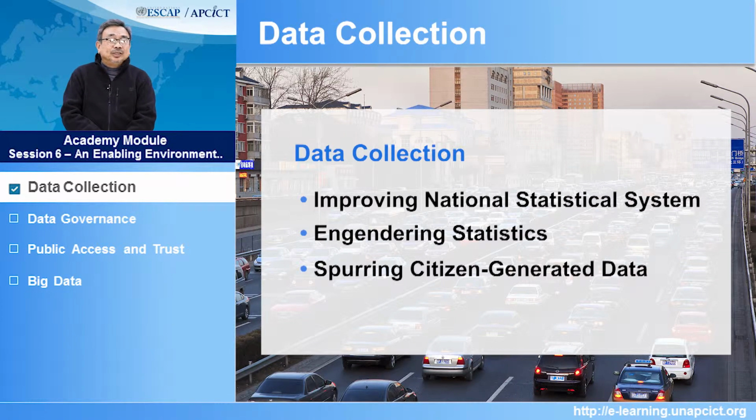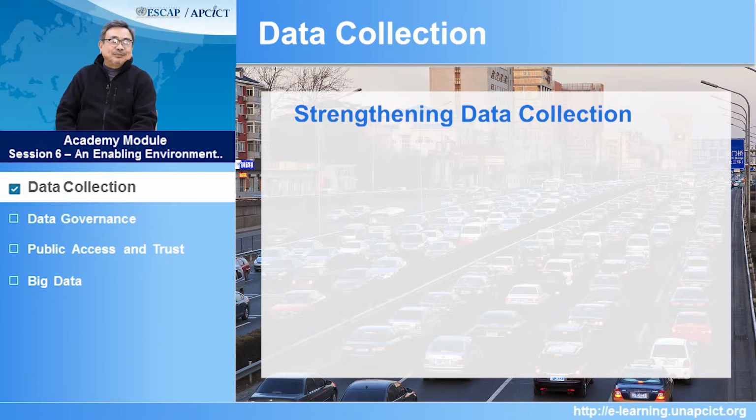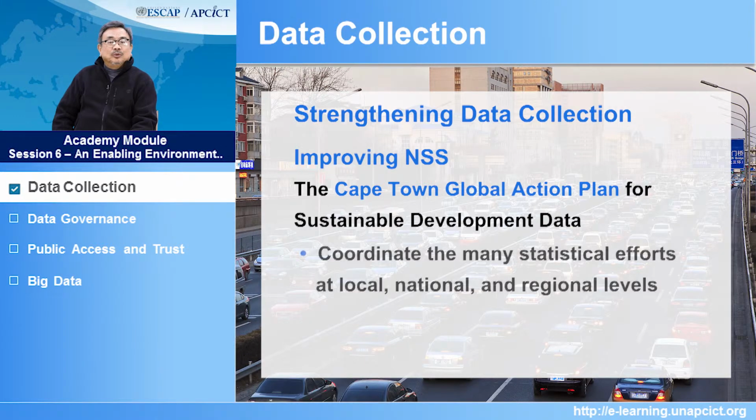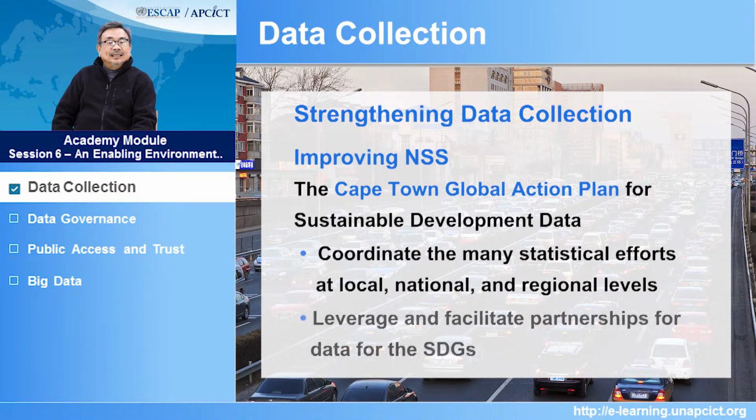spurring citizen-generated data. There exists a set of recommendations to improve national statistical systems. This is called the Cape Town Global Action Plan for Sustainable Development Data. The Cape Town Global Action Plan is intended to coordinate the many statistical efforts at local, national, and regional levels, as well as leverage and facilitate partnerships for data for the SDGs.